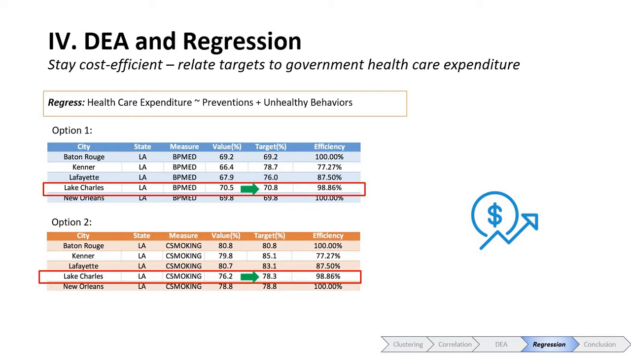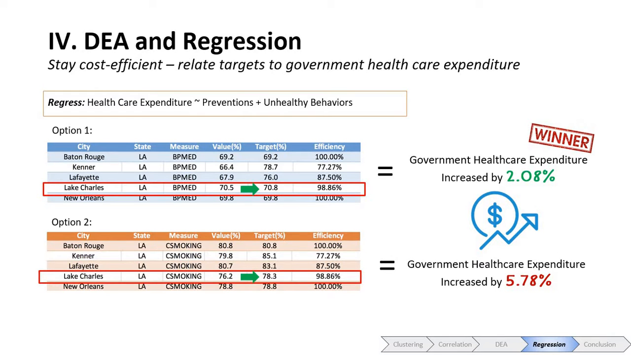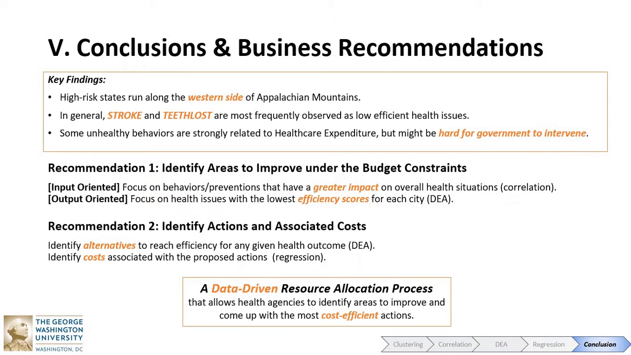So we used a regression model that incorporates costs for government spending, and we found that by focusing on increasing blood pressure medication, Lake Charles would have to spend less than half as much as it would in order to decrease smoking. So that would be our recommendation to Lake Charles, Louisiana.